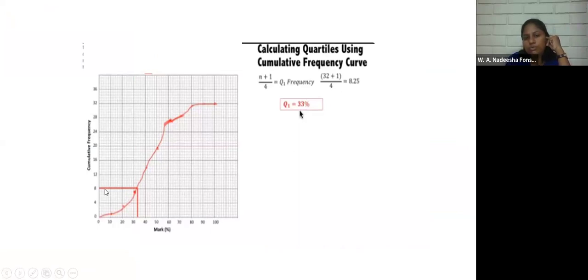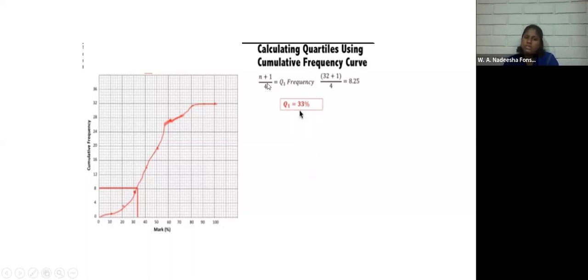So then in the cumulative frequency, you have to select the 8.25 value from the cumulative frequency. It means the y-axis. Then mark the horizontal line until you meet the curve, and then mark the vertical line until it cuts the x-axis. So that value is 33. So that is why the Q1 value is 33. Percentage is from 100, so that is why 33%.